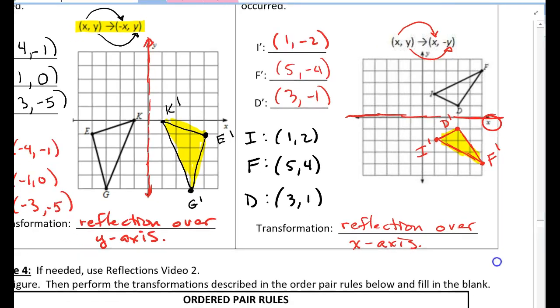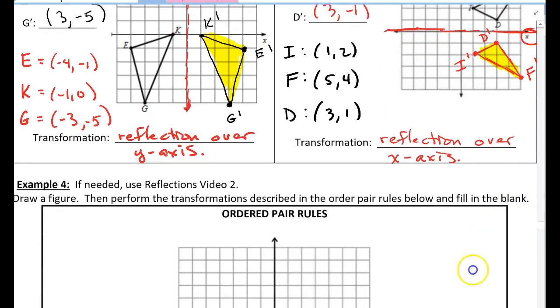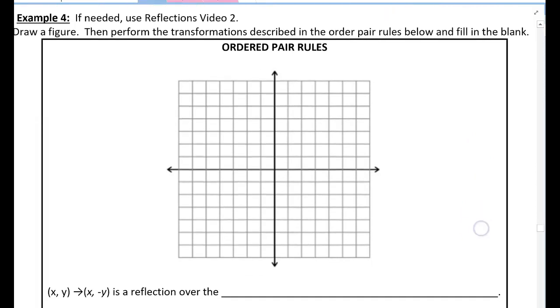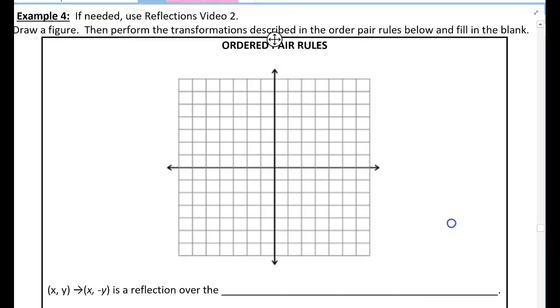Alright, so that's going to be the end of this video. Why don't you go ahead and try example 4, and then I will have this solution available to you in class, so you can check that to see if you did it right, because that's a little bit more involved. And we will see you in the next video.